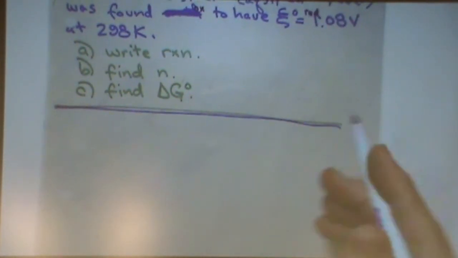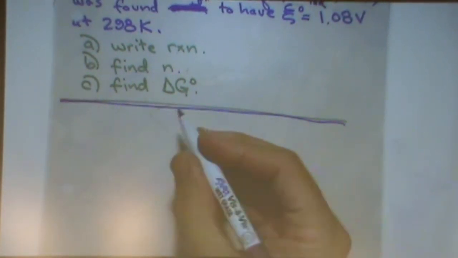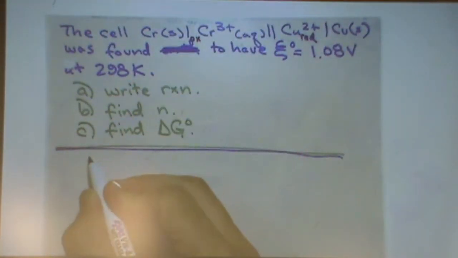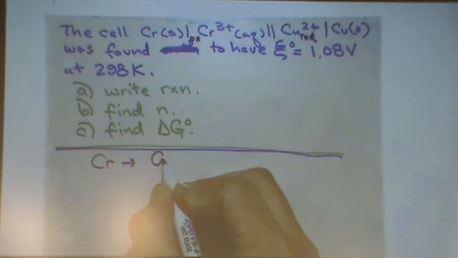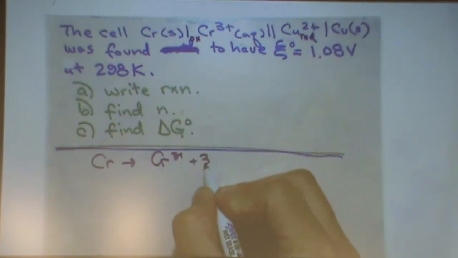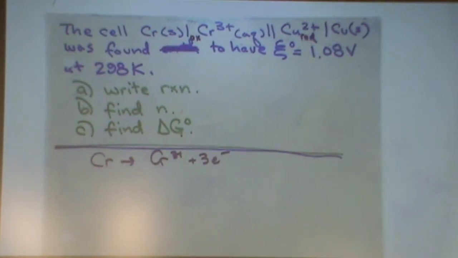Okay, so let's just write these reactions from scratch though. So, an oxidation: chromium goes to chromium 3 plus plus 3 electrons. Well, let's just double check. Is that an oxidation?